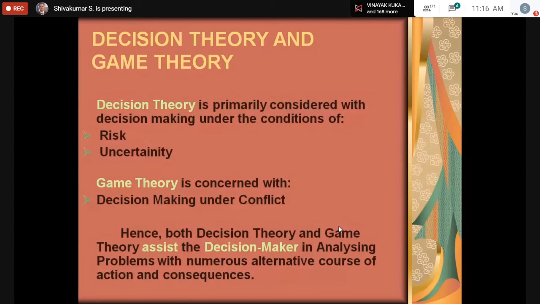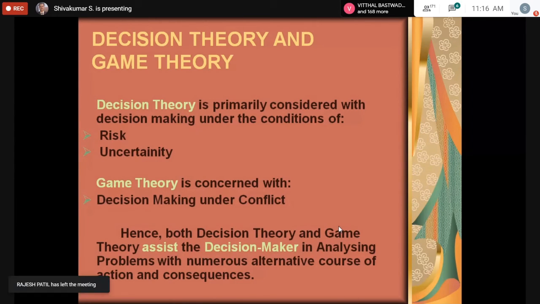For example, we can give an example of a chess game. Chess involves two players, player 1 and player 2. These two players are going to use some strategies. Either they use one strategy, called a pure strategy, which means they try to use the same method for the entire game. That is called a pure strategy.